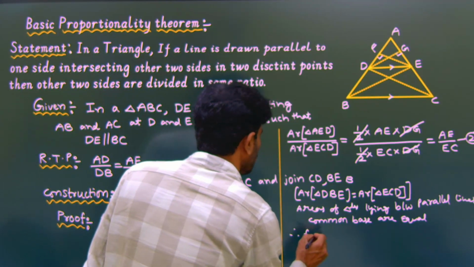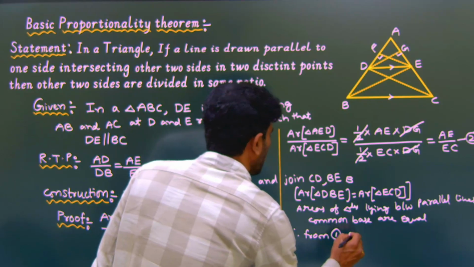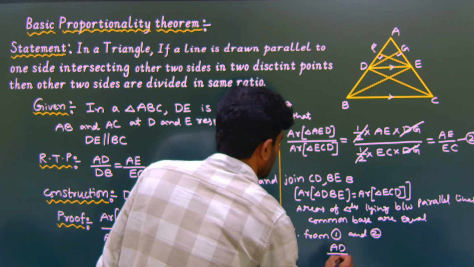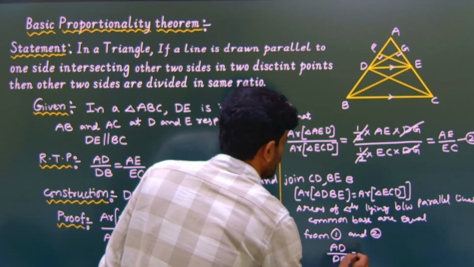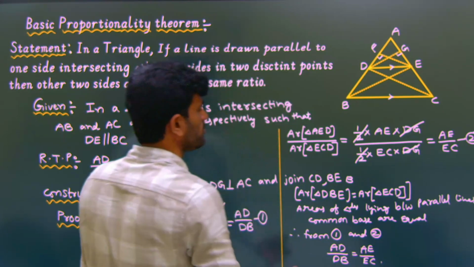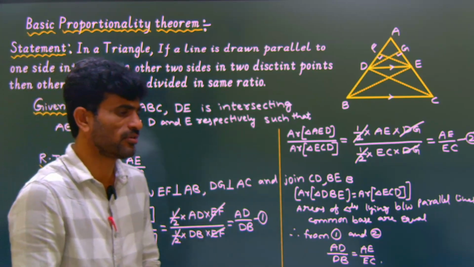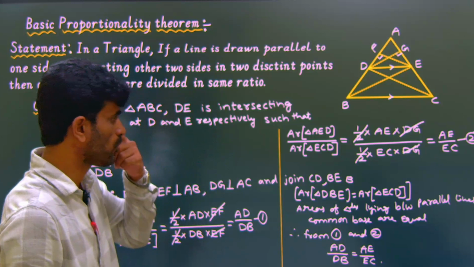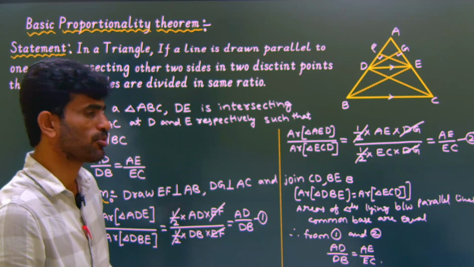Therefore, from 1 and 2, we can say AD by DB is equal to AE by EC. Hence proved. This is the proof of the basic proportionality theorem. It's very important. State and prove. A question will come like: state and prove the basic proportionality theorem.